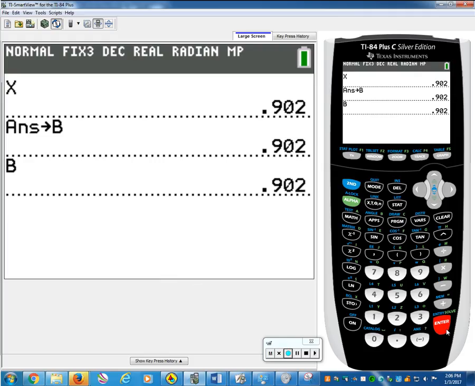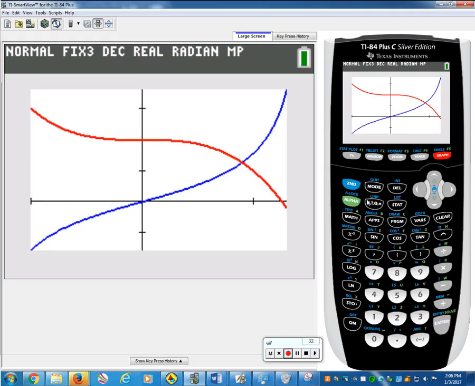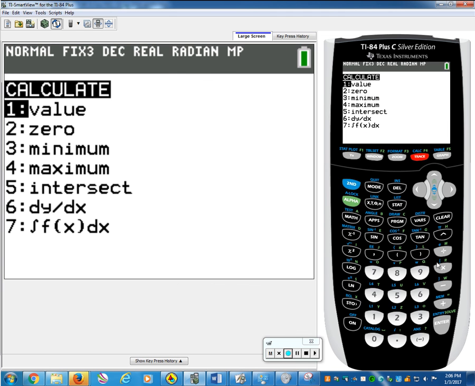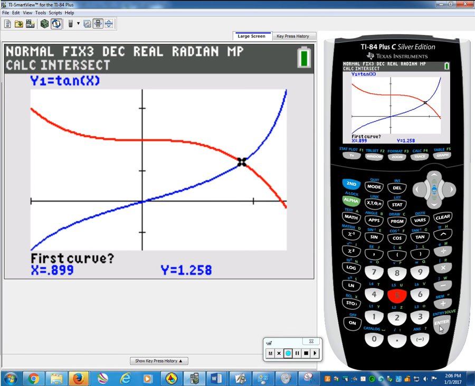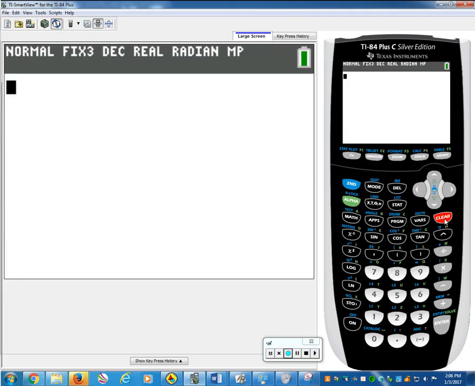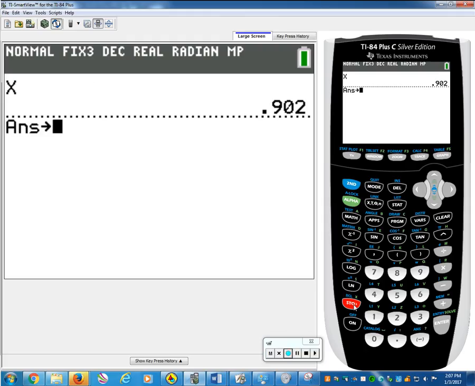Okay. So did you get to the place where it said intersection? Yeah. Let me get back there real quick. Hold on. Second calc, 5. Make sure I've got the right curves here. There we go. Enter, enter, enter. So you're here, right? Perfect. Just go second quit. Type in X just to make sure you're storing what you think you're storing. Kind of mentally check and say, yeah, that's the number. I remember it was something like that. Then you hit store, which is right above on. And then you say alpha, wherever you want to put it.